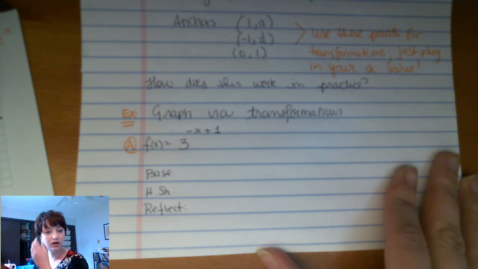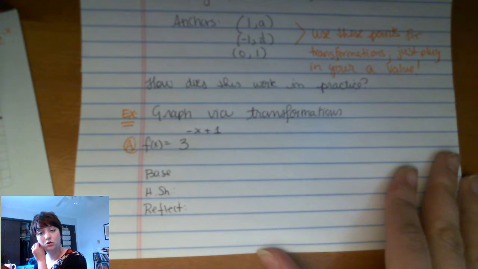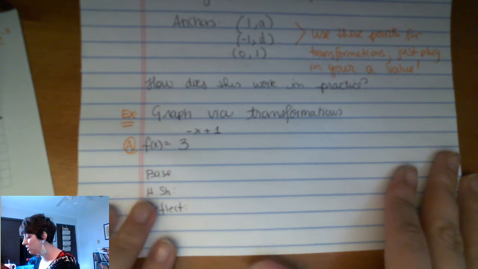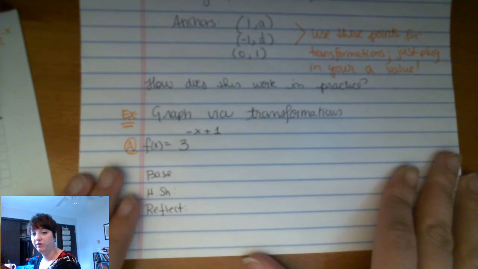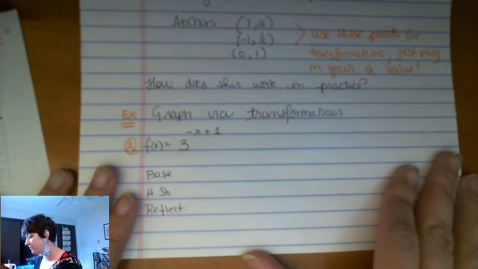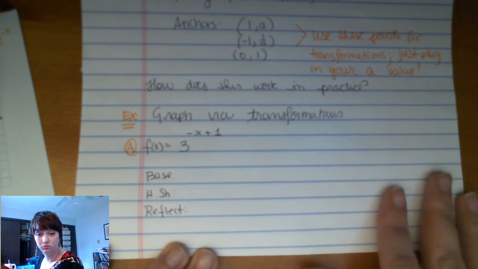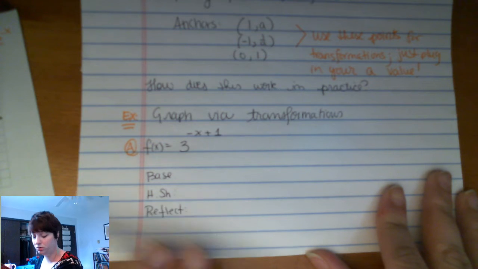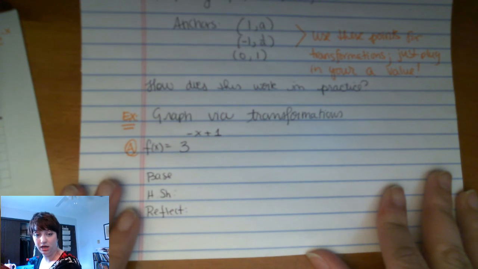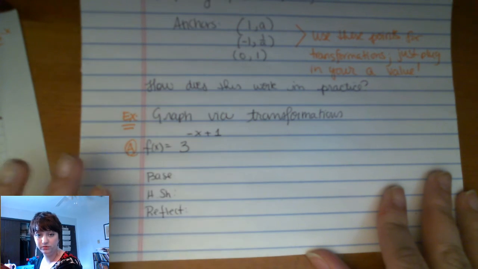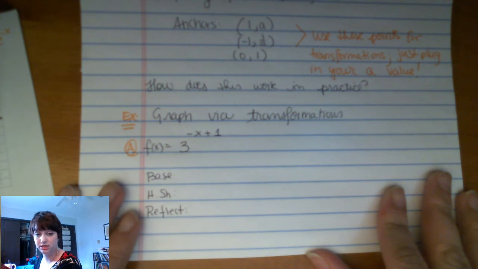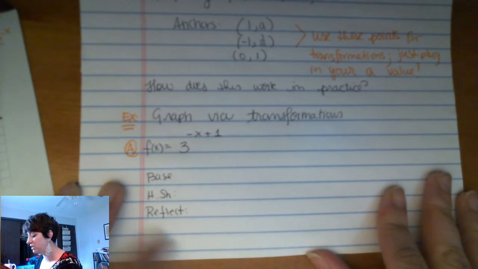All right, so how does using these anchor points as a class, a family of functions, work in practice? So let's look at an example. f of x is 3 to the negative x plus 1. So we have the base function, meaning what does it most resemble, and I'm just going to skip to the transformations it has, which is a horizontal shift and a reflection.